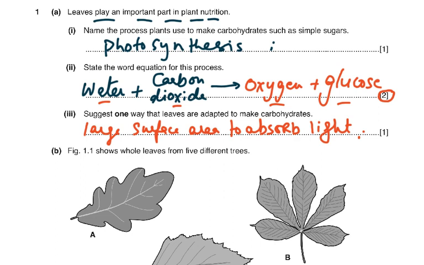Suggest one way the leaves are adapted to make carbohydrates. A large surface area to absorb light. They contain chloroplasts that absorb light. They have xylem, which brings the water. They have stomata to allow gas exchange. They're very thin leaves, so there's a short diffusion distance. And there's a transparent cuticle, which allows light to pass and protects the leaf. So basically it allows light to pass.